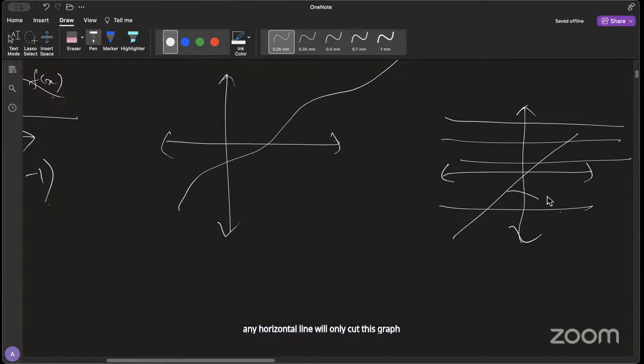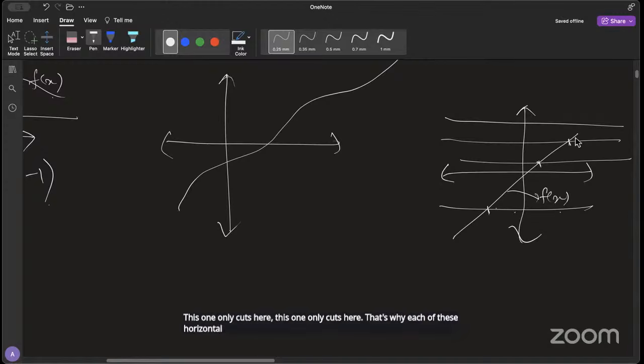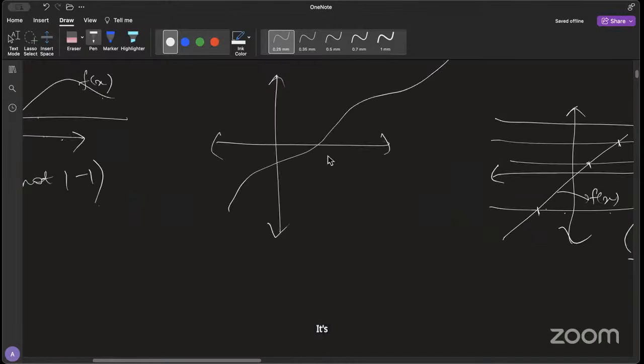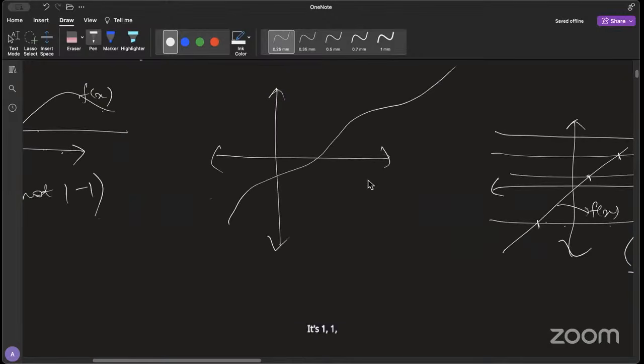If this is your f(x), then this line only cuts here, this one only cuts here, this one only cuts here. That's why each of these horizontal lines cuts this f(x) graph at only one place. That's why it's a one-one graph. Same goes for this one. Any horizontal line is only going to cut this graph once. This is one-one as well.